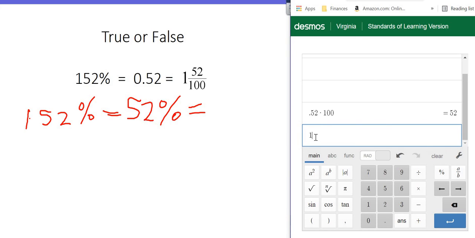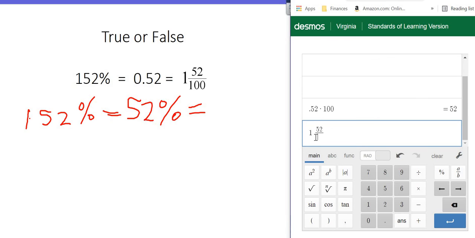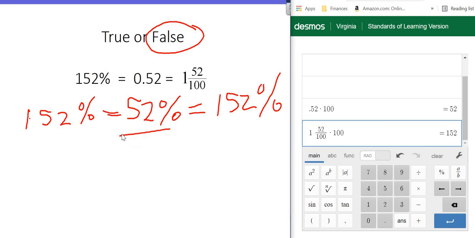I'm going to type a 1, then a space, then 52 divided by 100. I'm going to move over, convert it to a percent by multiplying by 100. So that is 152%. But are all 3 of them equal? That would be false, because this one is only 52 and the other 2 are 152. Okay?